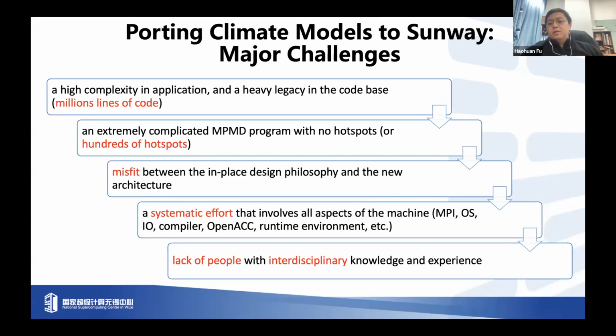And especially in our part, we see the biggest challenge is, of course, the lack of people with interdisciplinary background. So in our case, when we started the project, we have very strong background in computer science, but not so strong background in climate or in weather. And that turns out to be a very big challenge along our efforts in the last 5 years.